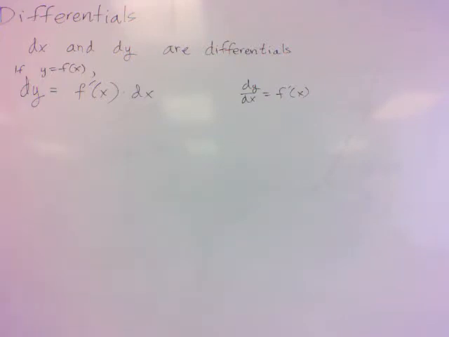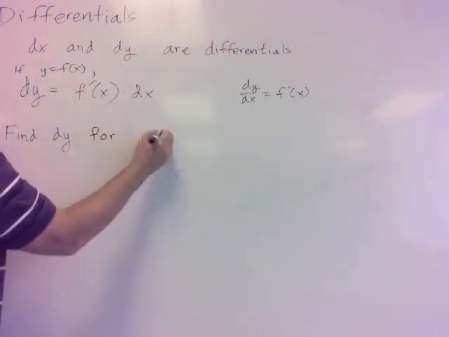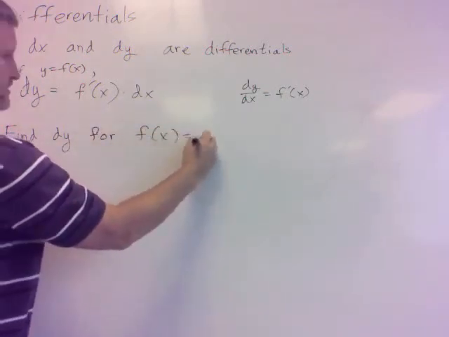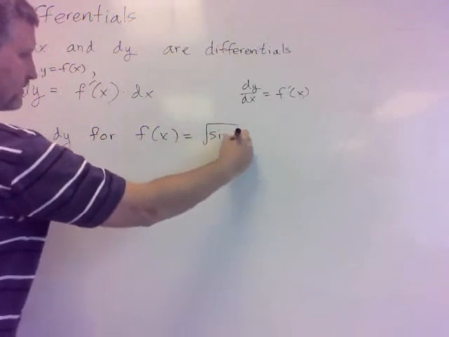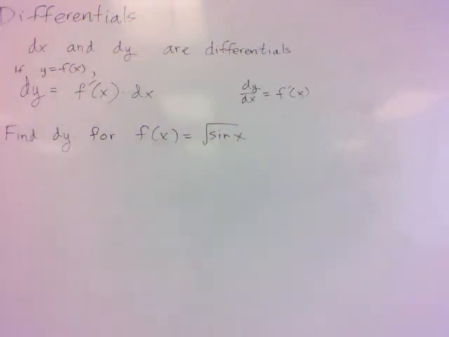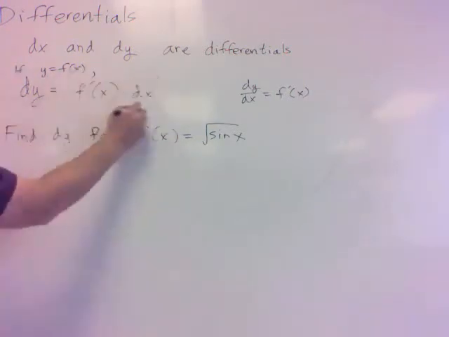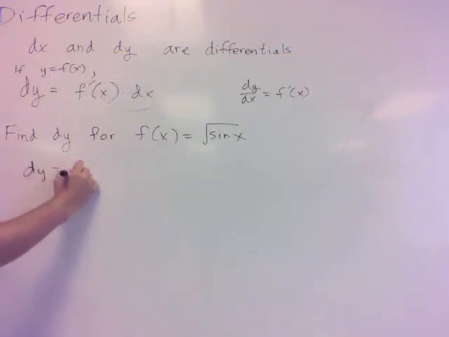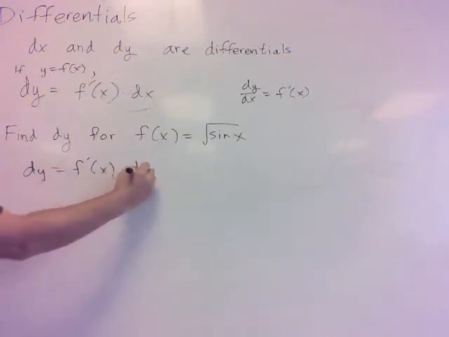All right? So let's find dy. One thing we can do is find the value of dy for whatever function you want. F of x equals, let's do the square root of sine x just to make it really fun. Okay? Find dy for f of x equals square root of sine of x. Well, here's what dy equals. Dy equals f prime times dx. So what is that in this case?